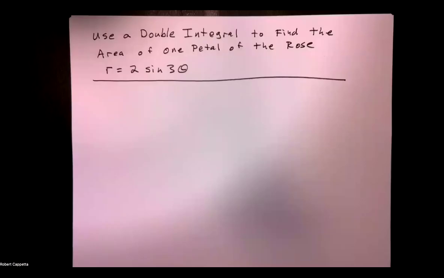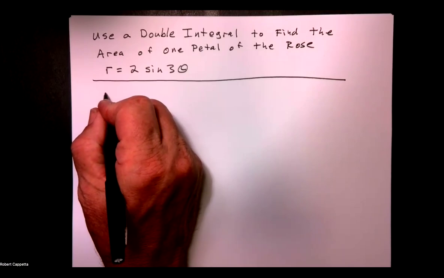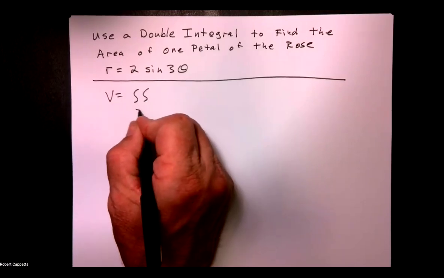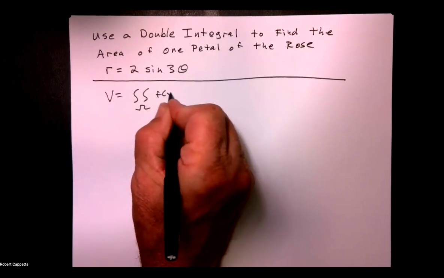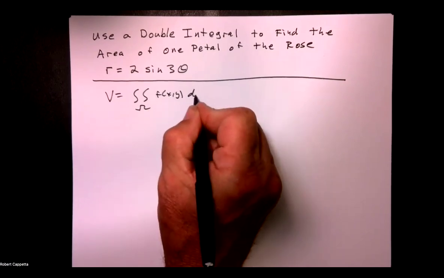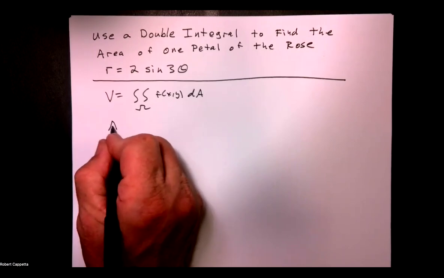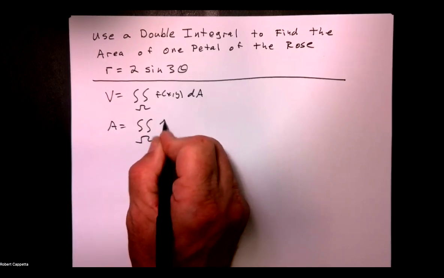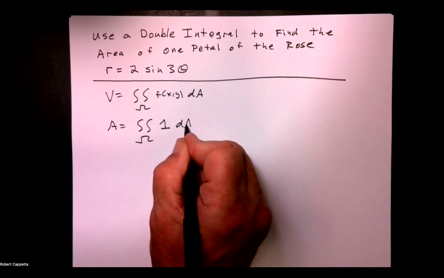We want to use a double integral to find the area of one petal of the rose r equals 2 sine 3 theta. Let's remember that typically volume is the double integral over some region omega of f of x, y, dA. If we want it to be area, area is the double integral over some region of 1 dA.